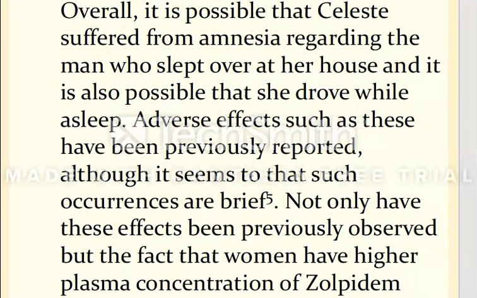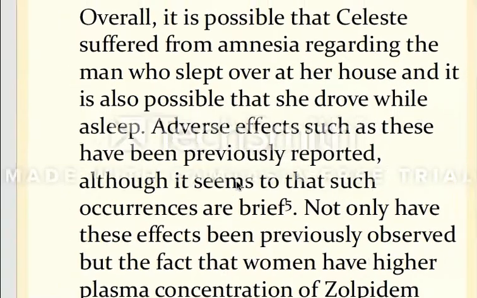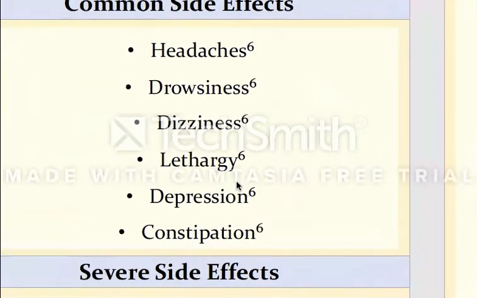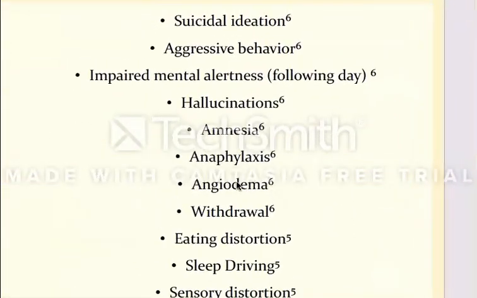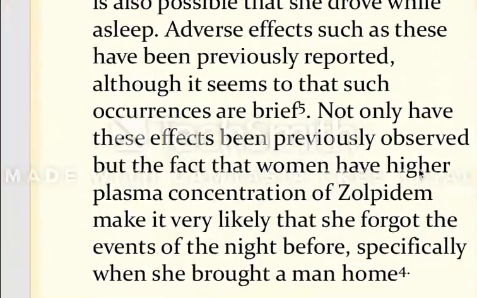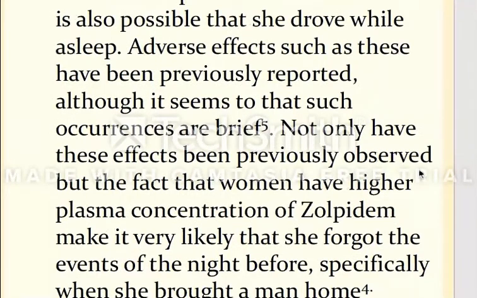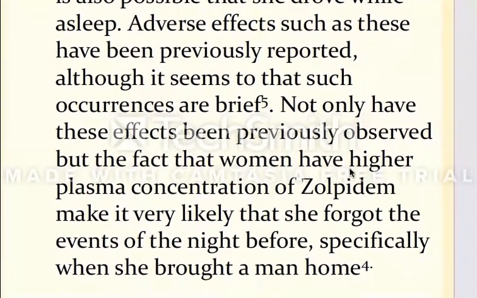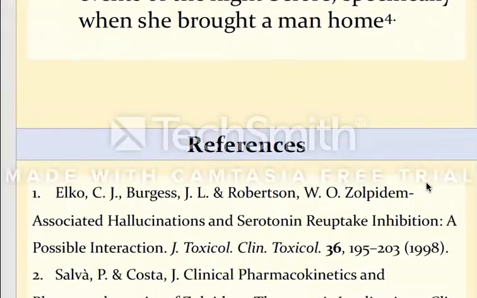We talked about adverse effects, and these are some of the severe side effects that have been recorded. So there's sleep driving, there's amnesia, and there's hallucination, impaired mental alertness, which are all signs that she actually showed. Not only have these effects been previously observed, but we also have to take into consideration that women do have a higher plasma concentration of Zolpidem. So it's very likely that it could have been in her system and she could have been suffering from all of these side effects. So yeah, that's about it.